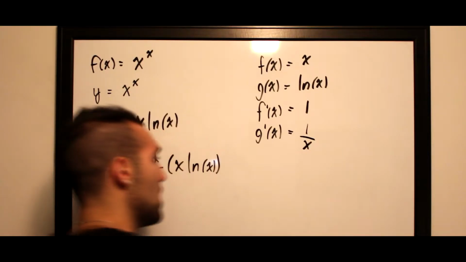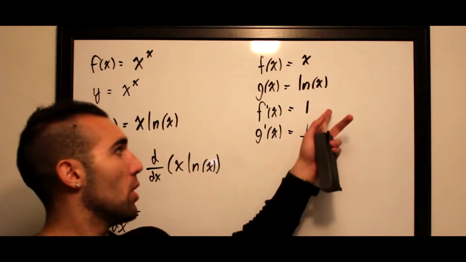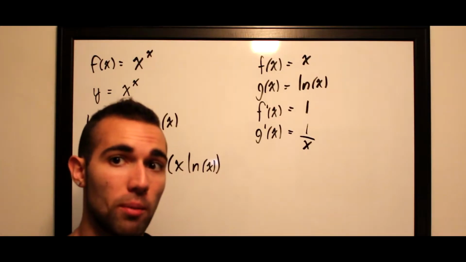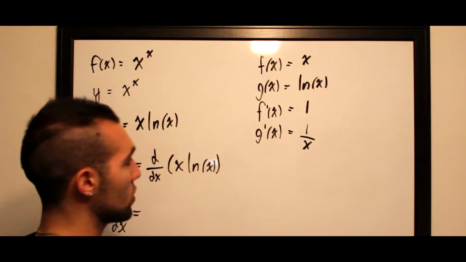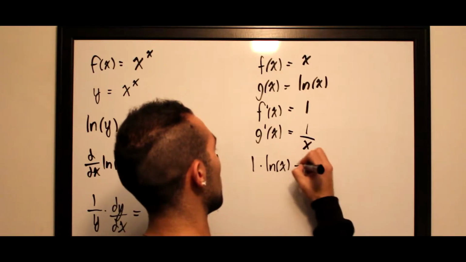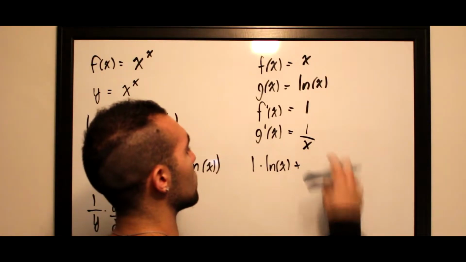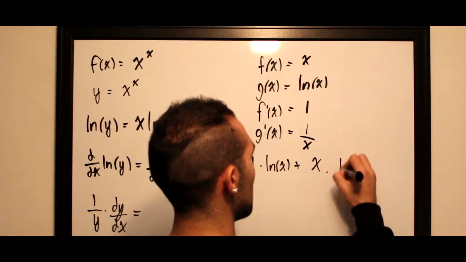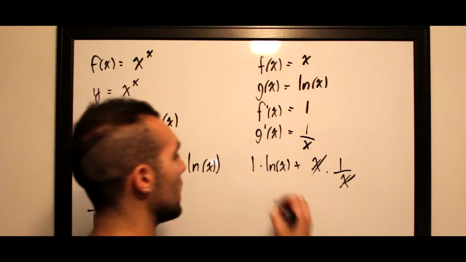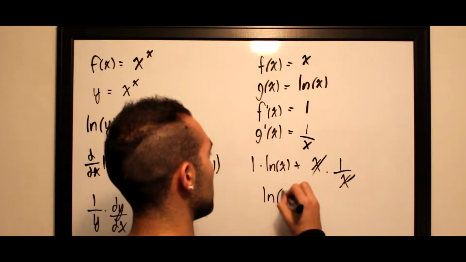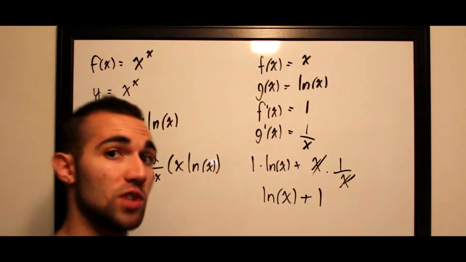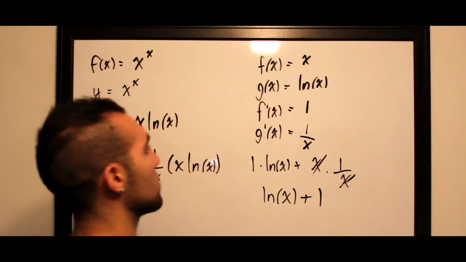So what we can do now is multiply this out, f prime times g, and then add on f times g prime. That's essentially what the product rule tells you to do. So f prime times g is going to be 1 times ln of x, and then we will add on x times 1 over x. You see that these x's are going to cancel each other out. So this becomes ln of x, and this part becomes 1. So the derivative of x ln of x using the product rule is ln of x plus 1.